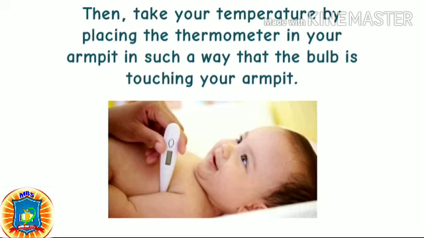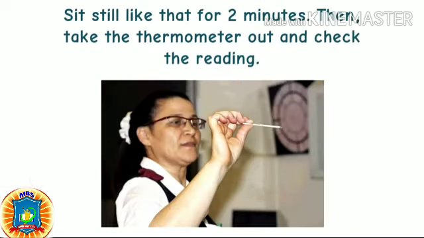Then take your temperature by placing the thermometer in your armpit in such a way that the bulb is touching your armpit. Sit still like that for 2 minutes, then take the thermometer out and check the reading.